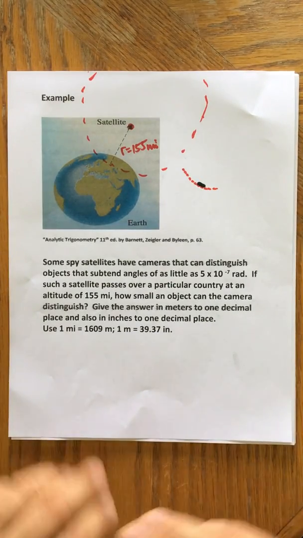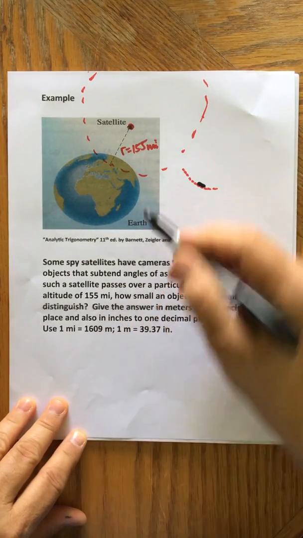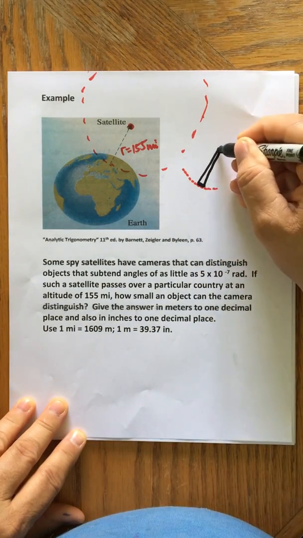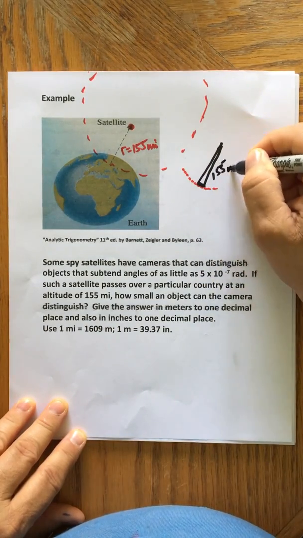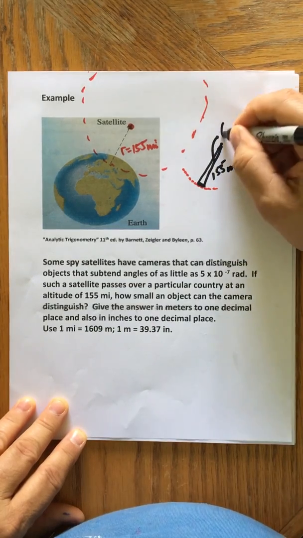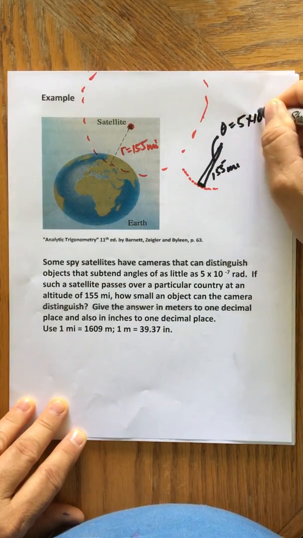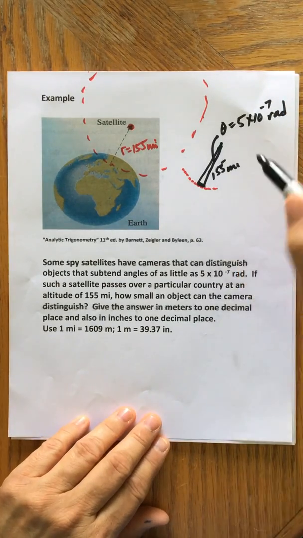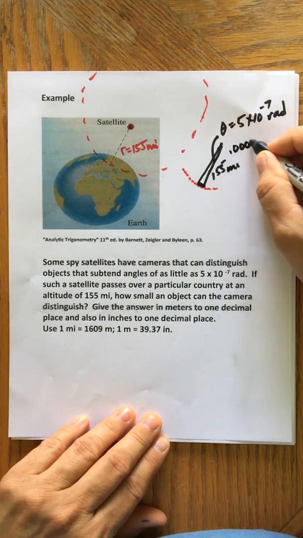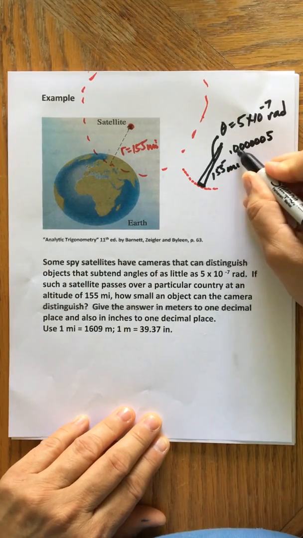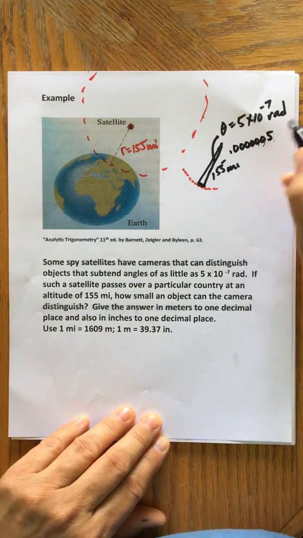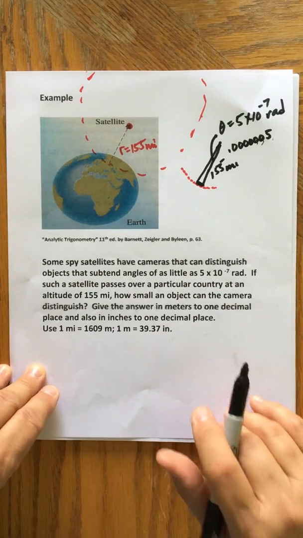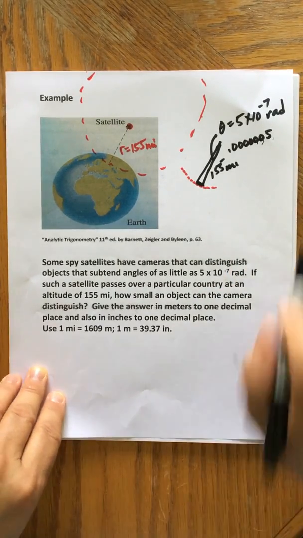Now we know what that object subtends from way over here, where this is 155 miles, and this theta is 5 times 10 to the negative 7 radians. That's really, really small, because that's 1, 2, 3, 4, 5, 6, 7, so 5 times 10 to the negative 7 radians is very small, way less than 10 degrees, I'm pretty sure.